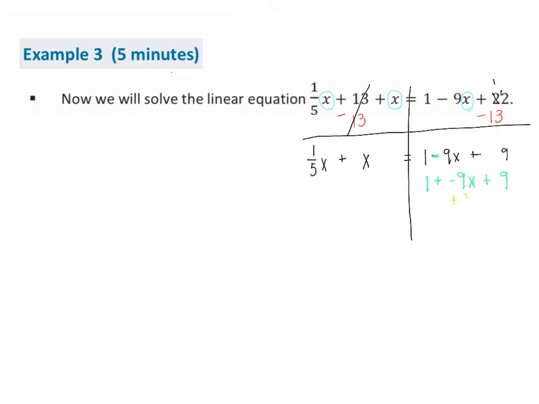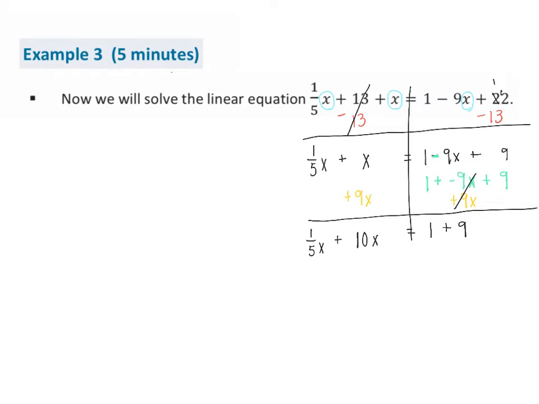All right, from here, I'm going to move this 9x to the other side. So I'm going to add 9x's to both sides. Over here, this cancels. I'm left with 1 plus 9. On the right side, I have my 1/5 x plus, I add 9x's and then another x, so this is now 10 x's.